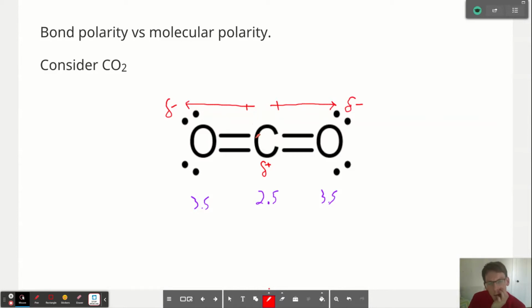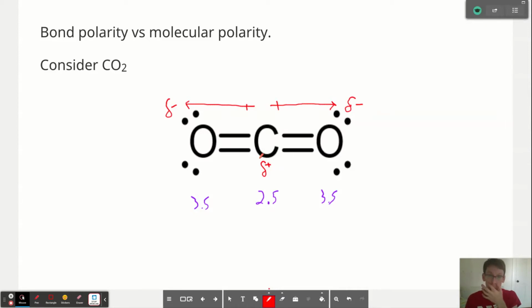But carbon dioxide, actually overall, as a molecule, it is nonpolar. So the bonds are polar, and you can see that in the electronegativity difference. But how do we get to molecular polarity? We look for symmetry. In this case, you have a dipole moment in one direction, and you have a dipole moment of equal magnitude in the exact opposite direction, and they'll cancel each other out.